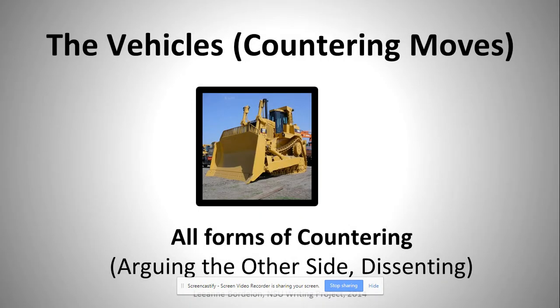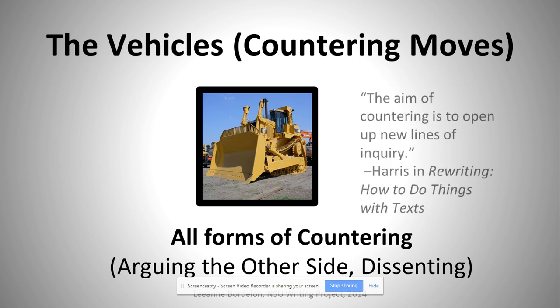So the last move that a writer needs to make in their argument essay is countering. And countering is when the writer argues the other side or the opposing side of their own claim. So the aim of countering is to open up new lines of inquiry.